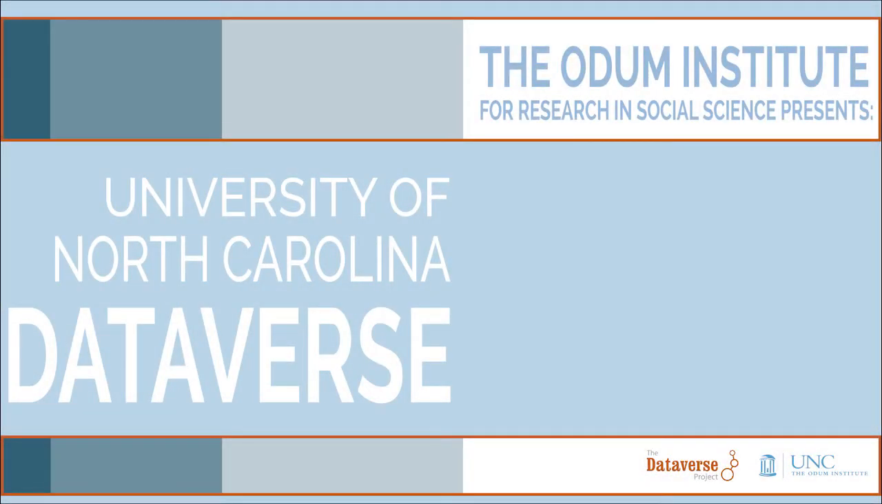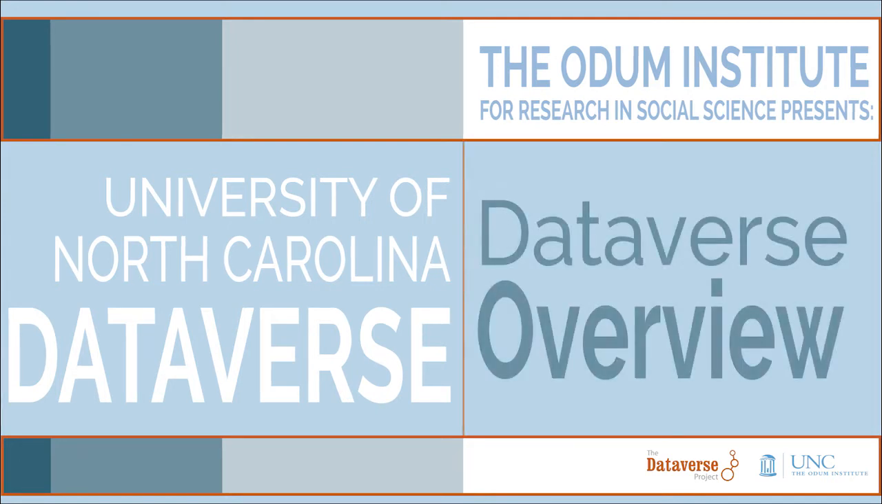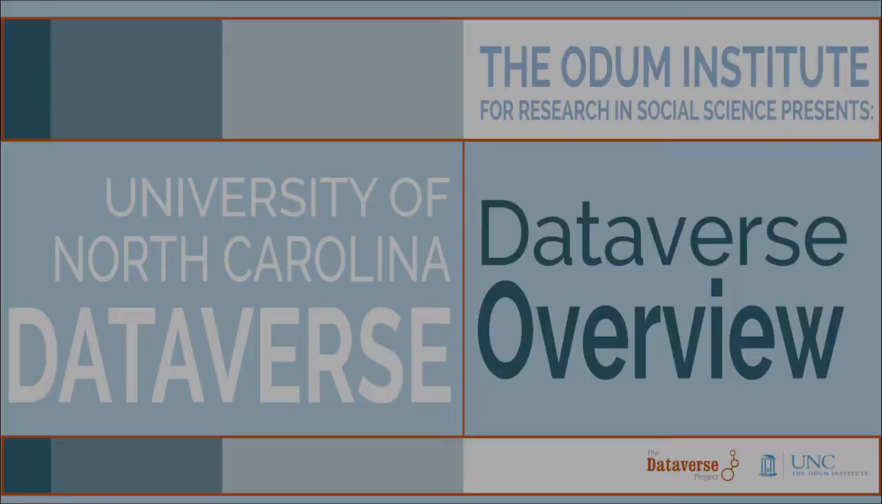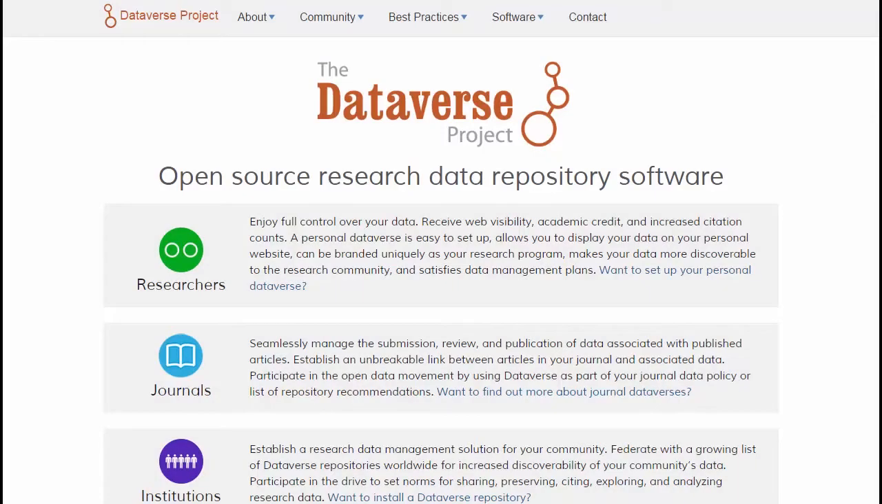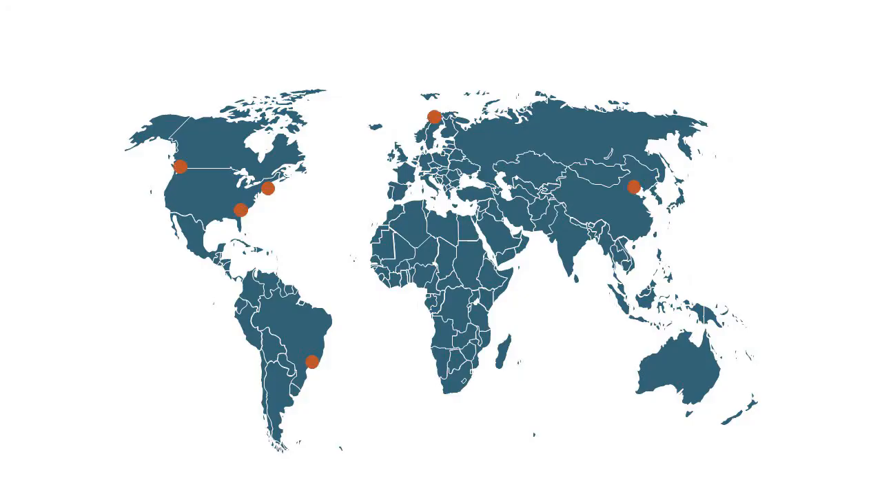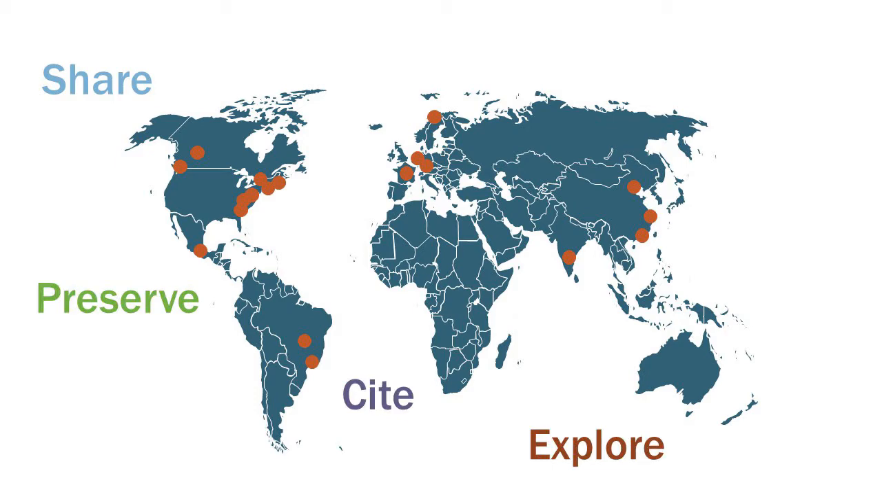This video is part of the tutorial series created by the Odum Institute for Research in Social Science at the University of North Carolina at Chapel Hill, and will provide a broad overview of the Dataverse repository. The Dataverse Project is an open-source data repository software that was developed at the Institute for Quantitative Social Science at Harvard University. Institutions across the world run their own Dataverse repository installations, which provide users with the ability to share, preserve, cite, explore, and analyze research data.